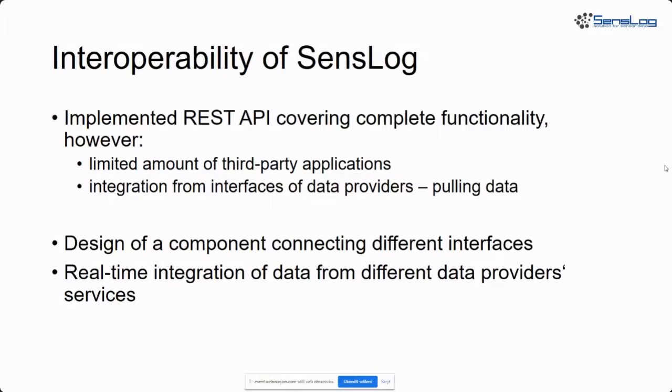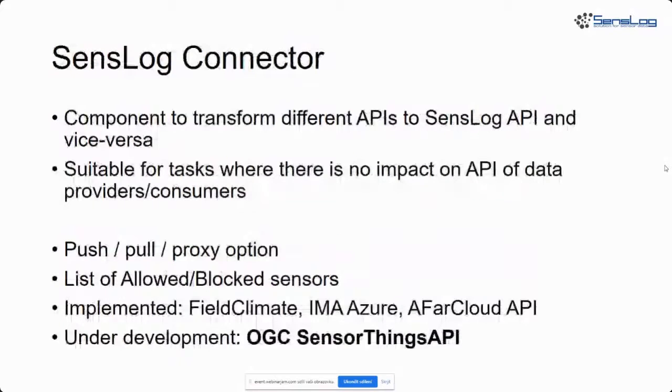To improve the interoperability of SensLog, we have designed this SensLog Connector. It's a real standalone connector that translates an interface from one type to a different type, and downloads or receives data from different data provider services in a way that we are not responsible for the interface these data providers are implementing. So that's the component SensLog Connector.